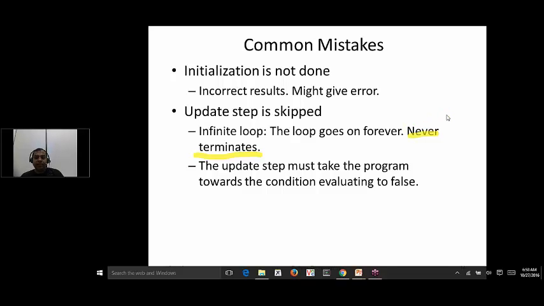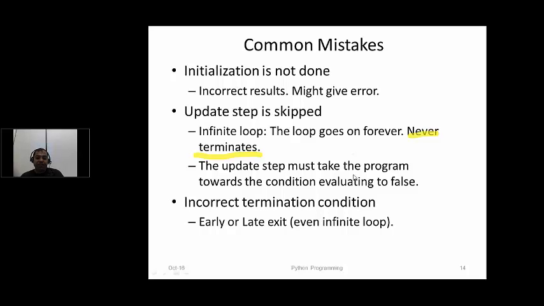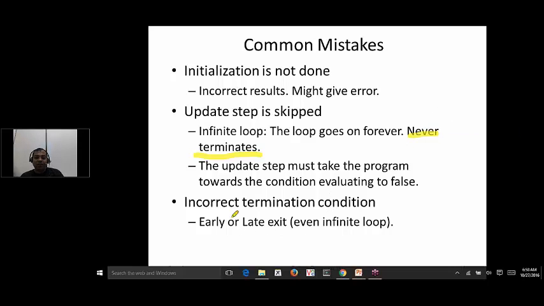If you cannot prove that, then there is some issue with your loop. The last thing is that many people forget to put the correct termination condition. So if your condition itself is wrong, then you might either exit the loop earlier than you desire, or you might even remain inside the loop forever. So all three components are very, very important in writing a perfect loop.